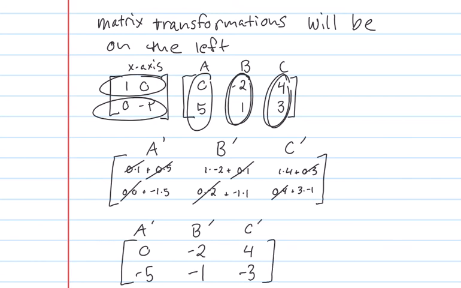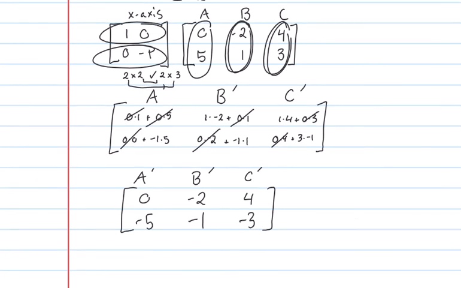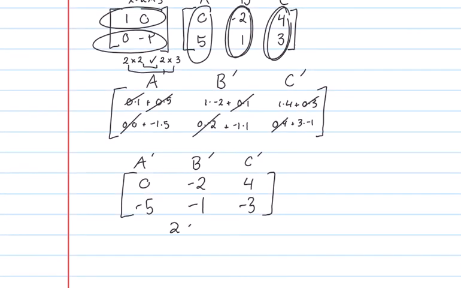Alright, so just double checking here, this was a 2 by 2 and this was a 2 by 3, so that means I could multiply it and my result's going to be a 2 by 3. Which is very true. This is a 2 by 3. I get 3 points out, and if I were to graph all of it, it would look like a reflection over the x-axis.